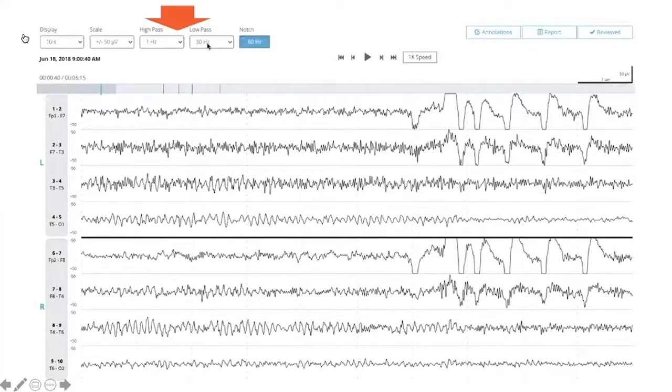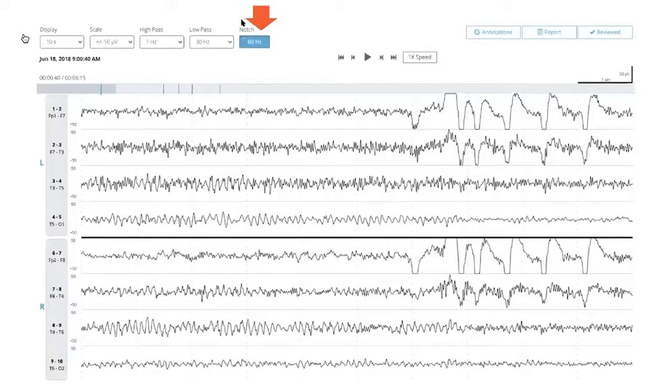The default here is 1 hertz to 30 hertz. You can go to 70 hertz and even higher. It just means that you are going to be seeing, for the most part, waveforms between 1 hertz and 30 hertz. Notch filter is for the line noise. So that takes care of the 60 hertz noise.